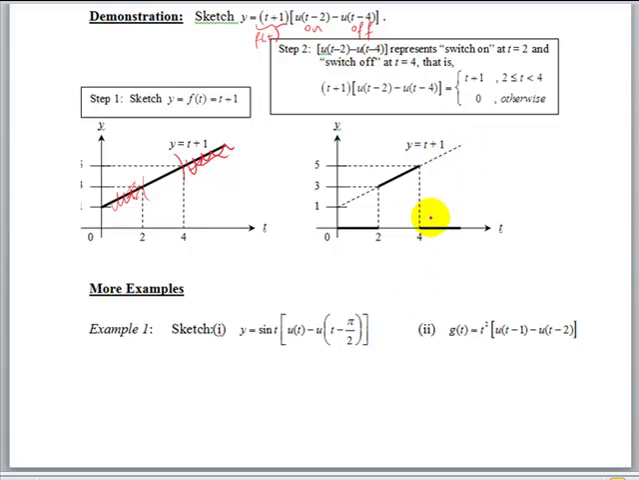So let's do the example. I have my original signal function, which has 2 unit step functions. One of them represents on, and the negative here means kill off at pi by 2. So let me set up my sine t.